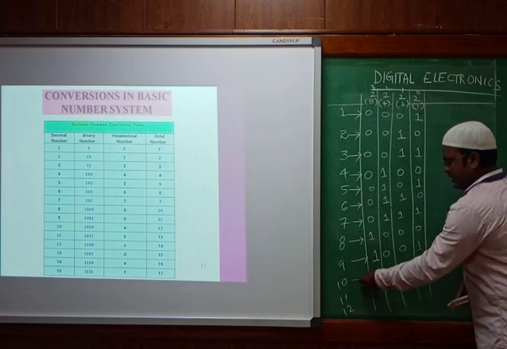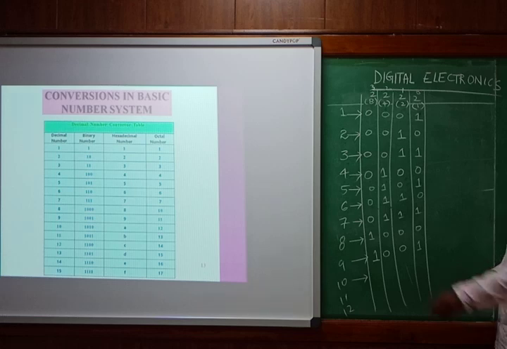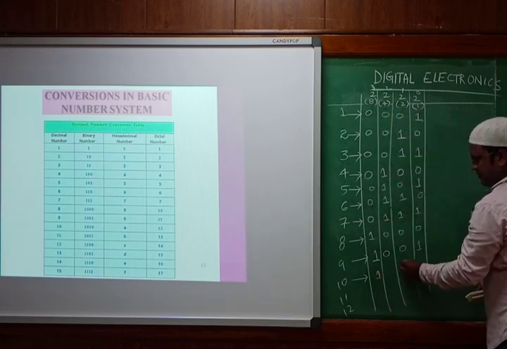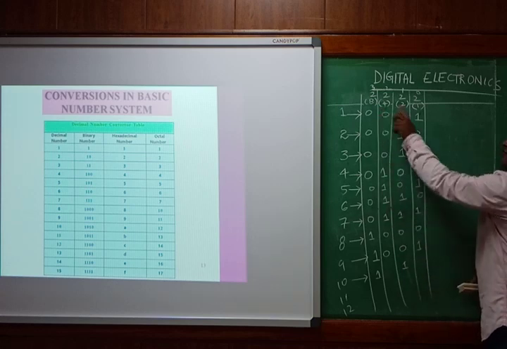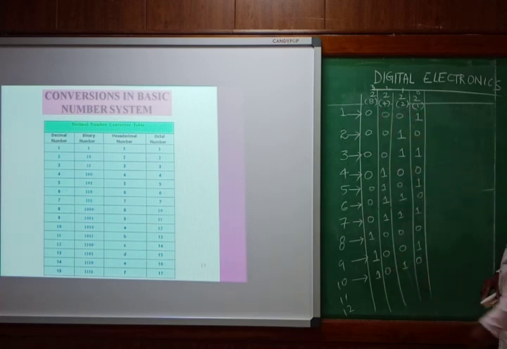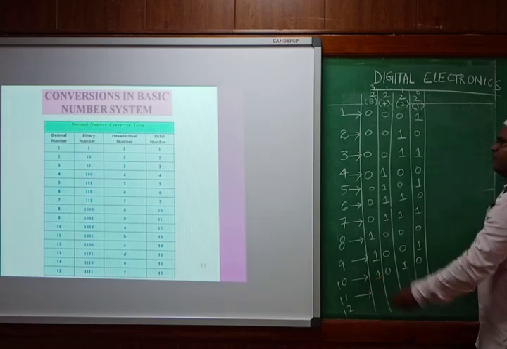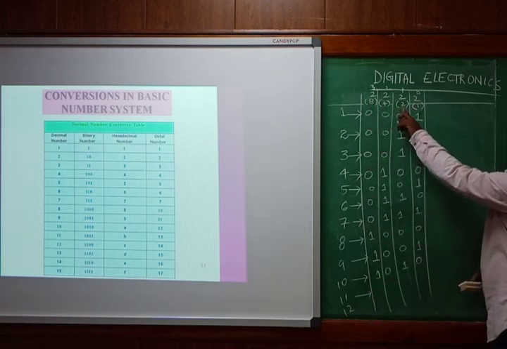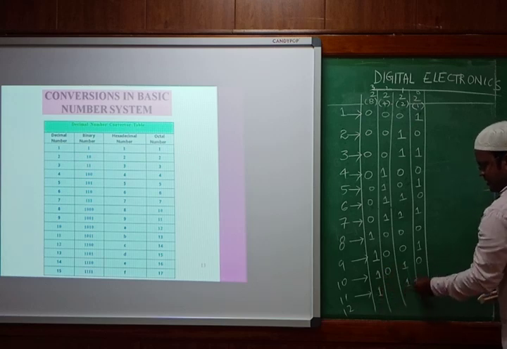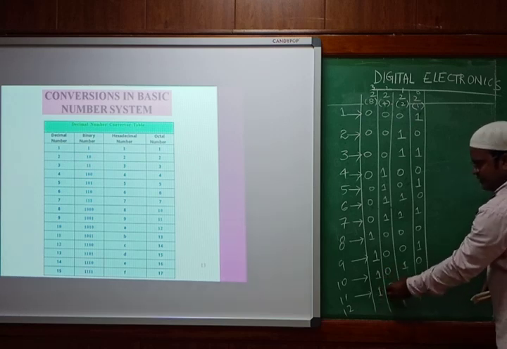Next, I need to write 10. How do I get 10? I have to take 8 plus 2. That means this plus this, 10, and 4 and 1 I don't want, so that has to be 0. Like that, 11. So for 11, what should I take? 8 plus 2, 10, 10 plus 1, 11. That means this is 1, this is 1, and this is 1. This bit should be 0.